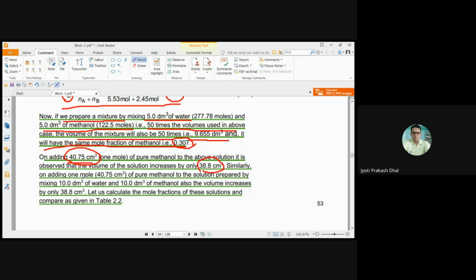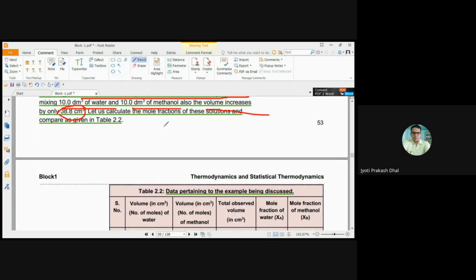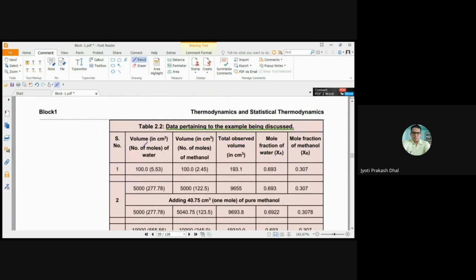Similarly, on adding 1 mole of pure methanol to the solution prepared by mixing 10 ml of water and 10 ml of methanol, the volume also increased by 38.8 cm³. So now let us calculate the mole fraction of this solution, and that is compared in Table 2.2. So that is the overall conclusion of this part.